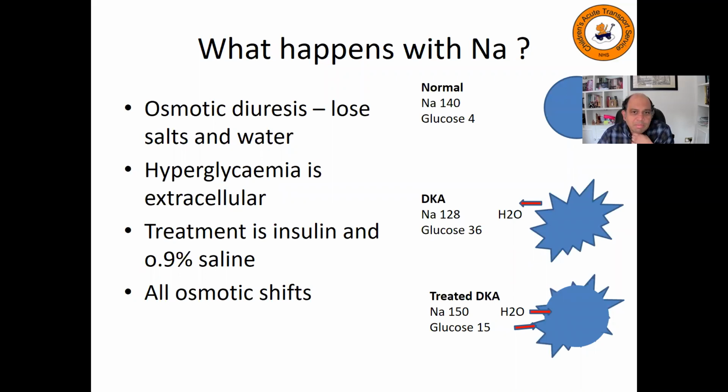So what happens with sodium? Normally you would have a sodium in the blood of 140 millimoles per liter, glucose, say 4 to 5. In DKA patients, there is osmotic diuresis, you lose salt and water, hyperglycemia is extracellular, and so there are osmotic shifts. What you see as the glucose goes up, the sodium goes down, although that's not a true sodium. So that's why we do the corrected sodium calculation. So sorry, if you move on to the next slide.